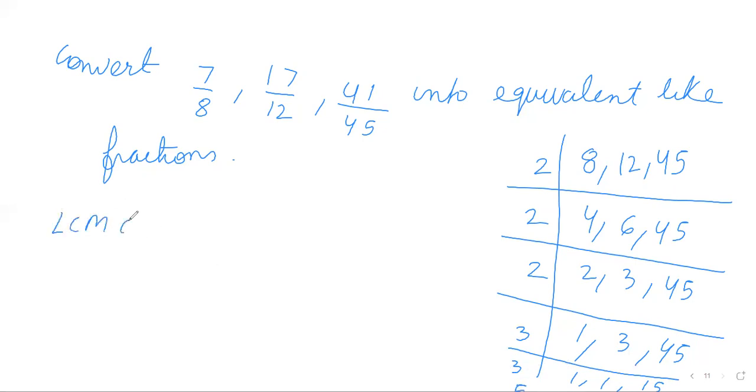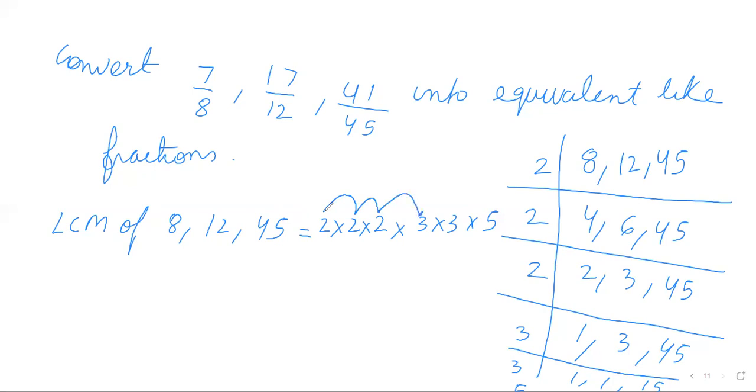So what is the LCM of 8, 12 and 45? It is equal to 2 three times, then 3 into 3 into 5. When you solve it, 2 2s are 4, 4 2s are 8, 8 3s are 24, 24 3s are 72, 72 5s are 360. So the LCM of 8, 12 and 45 comes out to be 360.